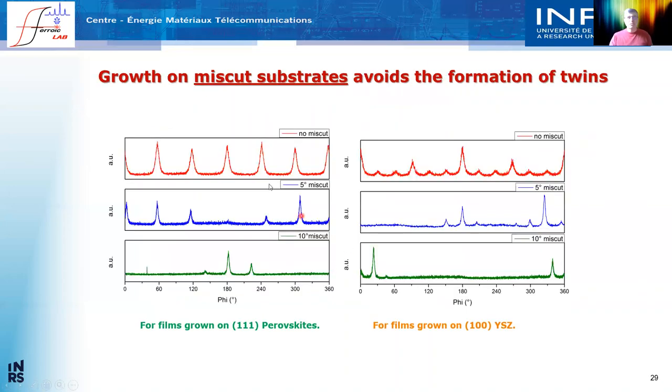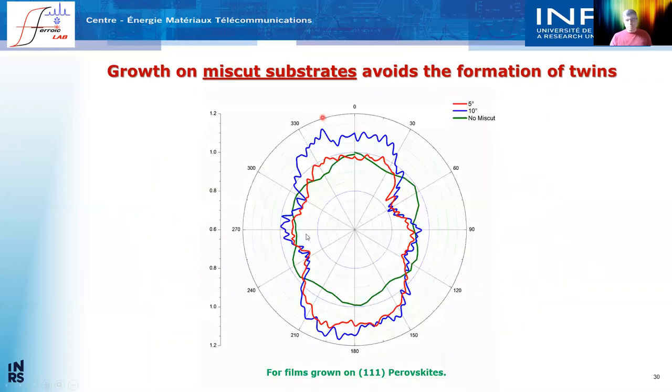So what we have tried to do is to use miscut substrates. And if you increase the miscut, you can select one of the orientations parallel to the steps, and you can really obtain something much more similar to the nanoparticles, an anisotropic material.